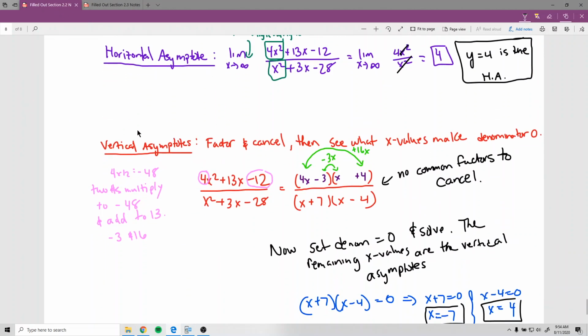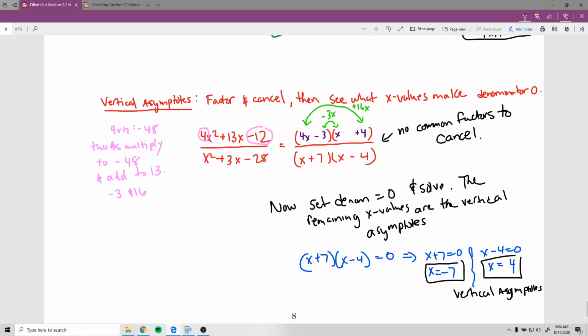Now the reason you have to do this factor and canceling out for the vertical asymptotes is if something cancels out, remember from last section, that's where we have a hole. And a hole is not a vertical asymptote. So you have to make sure you factor and cancel. But as far as limits at infinity and infinite limits, that's what we need covered.